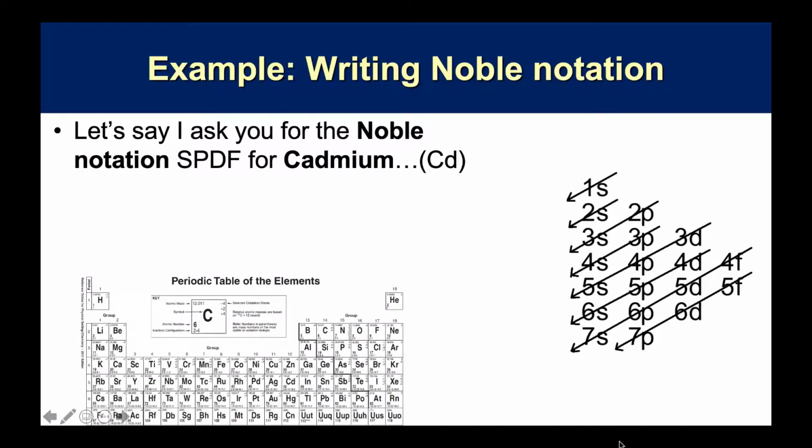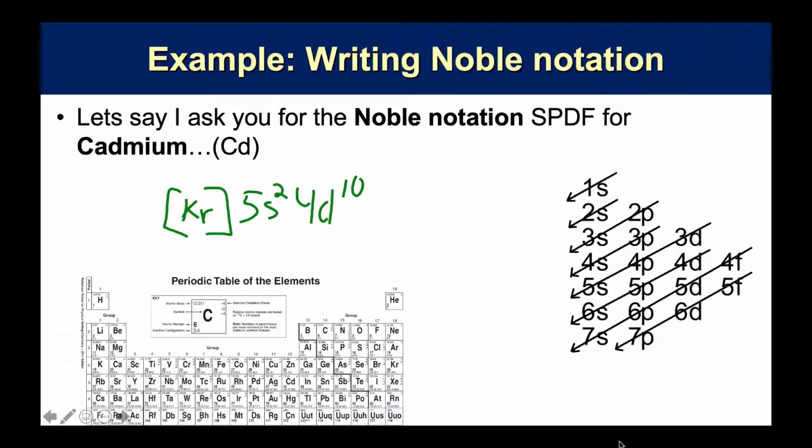So the first example I'd like you to try is for the element cadmium. So that is the 48th element that is there. Try to write the noble notation, pause the video now, and then unpause when you've got an answer. If you did this one correctly, you would have gotten Kr in brackets 5s2 4d10.